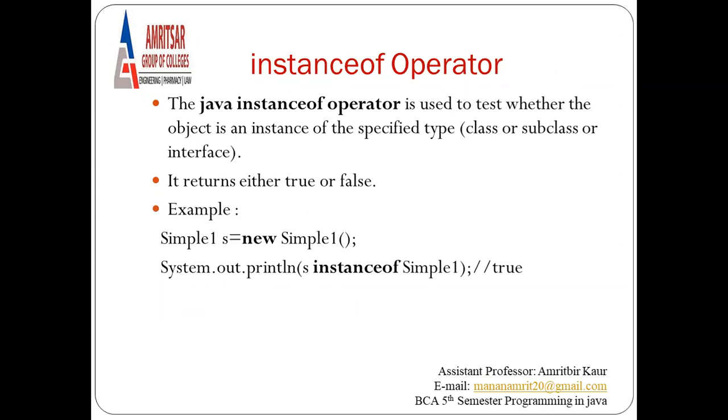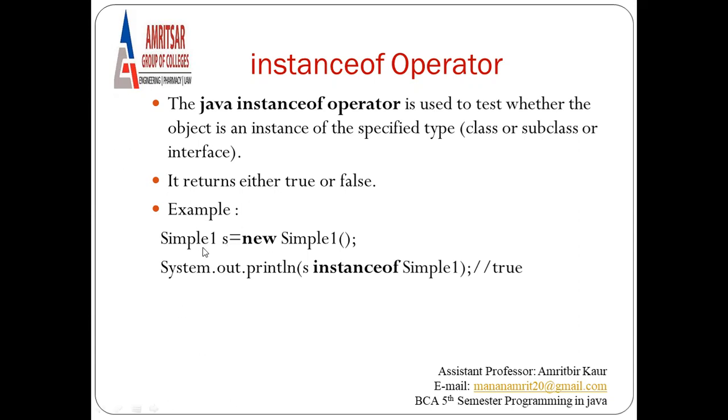Then our next operator is the instanceof operator. We use it to check whether an object is associated with a class or not. We use the instanceof operator to test whether the object is an instance of a specific type or not. It will return true or false. If the object is associated with the class, then it will return true, otherwise it returns false.